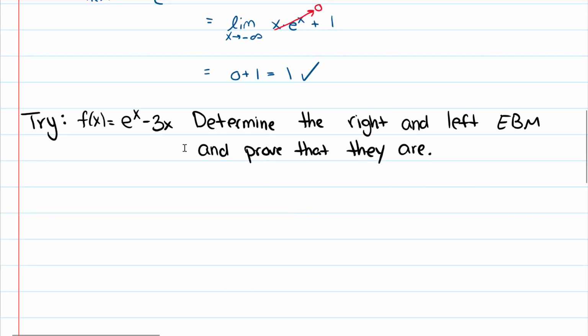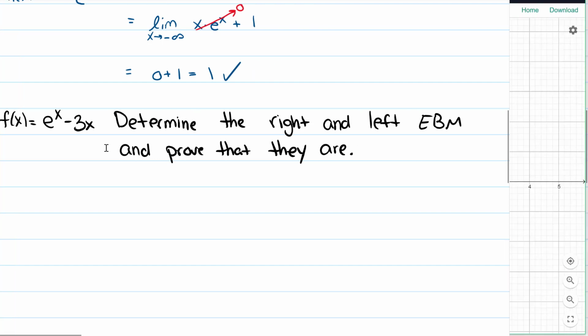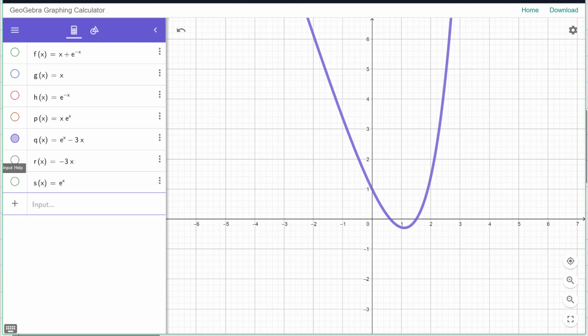So for the right end behavior model and the left end behavior model, the very first thing I want to do is go ahead and graph these to see what they actually look like. So this is the graph of e to the x minus 3x. And as we can see, we really don't know what this thing looks like. It looks like it goes to infinity in either direction. But let's take a look.